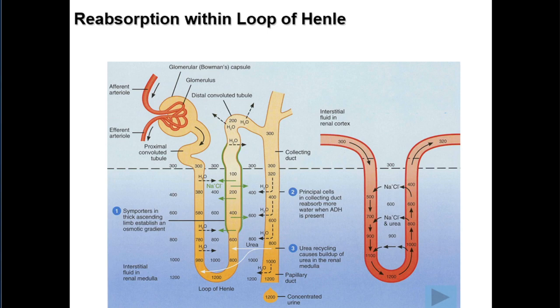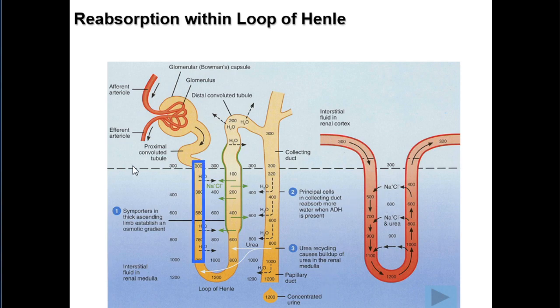So the final concentration of urine will be achieved by the action of ADH. Normally, the distal convoluted tubule and collecting ducts are not permeable to water, but the presence of ADH makes them permeable, resulting in water reabsorption. And water reabsorption induced by ADH is called facultative reabsorption of water. And a large quantity of water will be removed from the fluid passing through the DCT and collecting ducts. And so the urine becomes hypertonic with an osmolarity of about 1200 milliosmoles per liter.